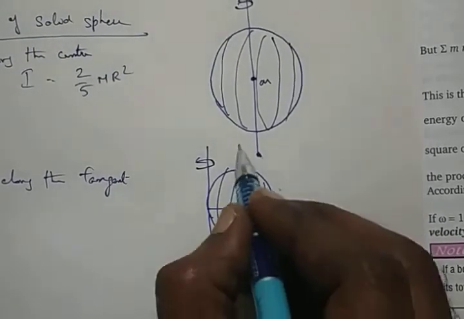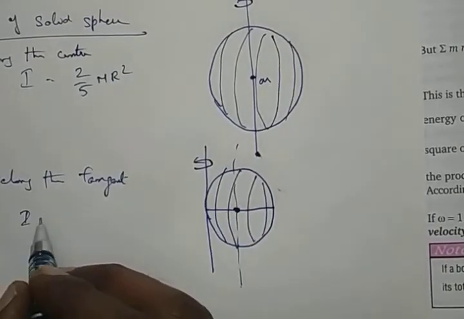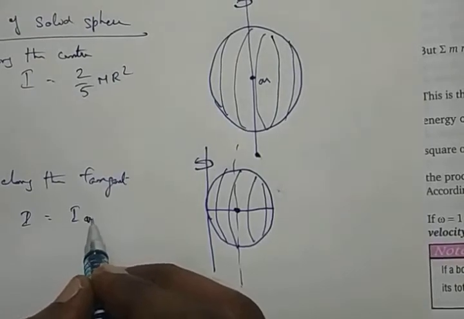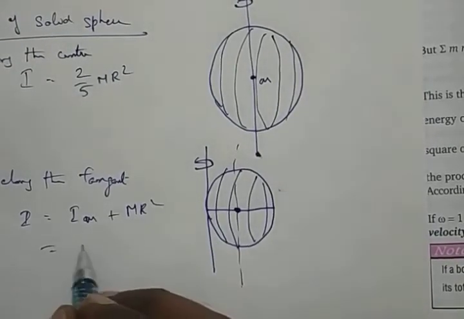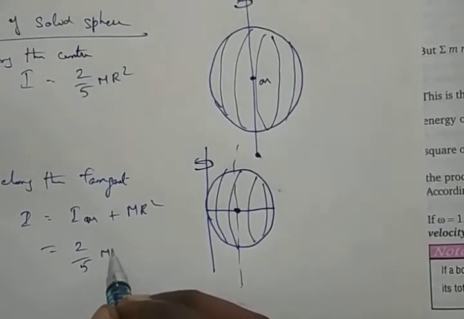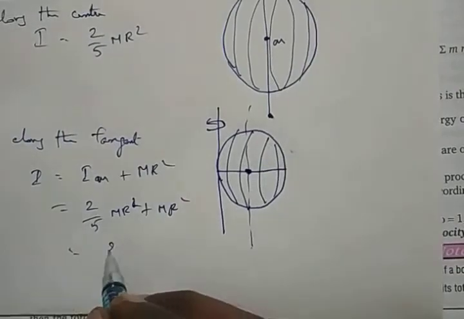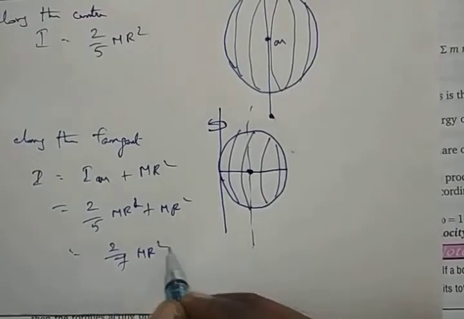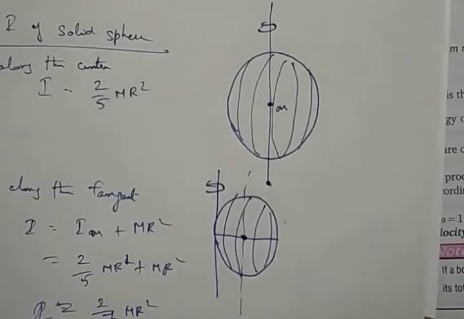This is the entire thing. So you have already the center of mass there. So I is going to be equal to I center of mass plus mr square. So it is going to be 2 by 5 mr square plus mr square. So it becomes 7 by 5 mr square as the answer. So it's going to have a small change in this one.